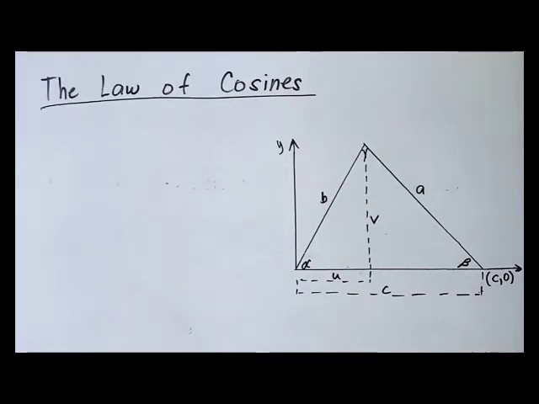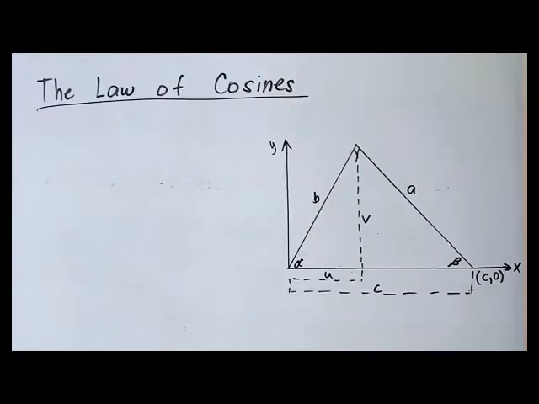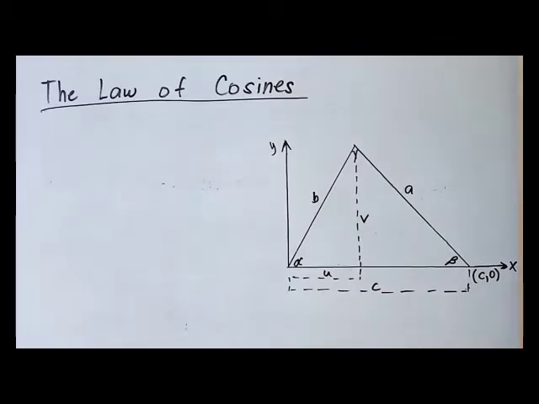So next we have the law of cosines. But why do we need the law of cosines while we already have the law of sines? Well, remember that we can only apply the law of sines in an oblique triangle if two angles and a side are known, or if two sides and an angle opposite one of them are known.